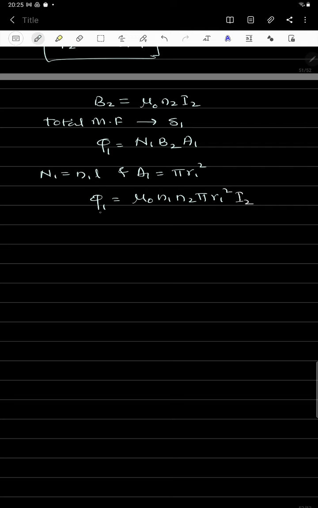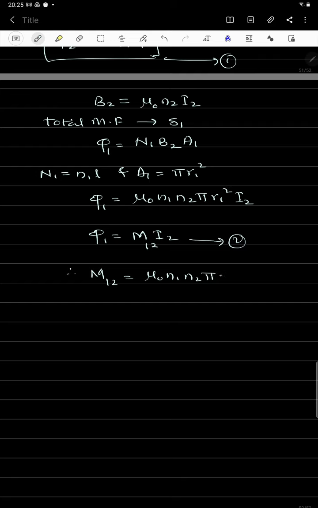So now we'll write this equation, phi 1 equals M into I2. So this M is from 1 to 2. We'll give this the name equation 1, and this is equation 2. Therefore mutual inductance M12 equals mu naught n1 n2 pi into R1 square into L. So this is the term of mutual inductance.